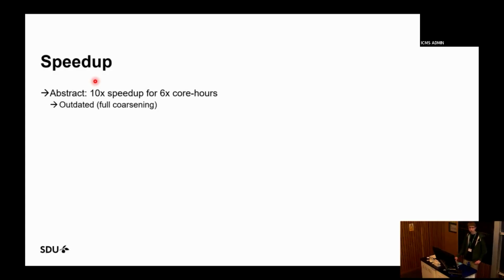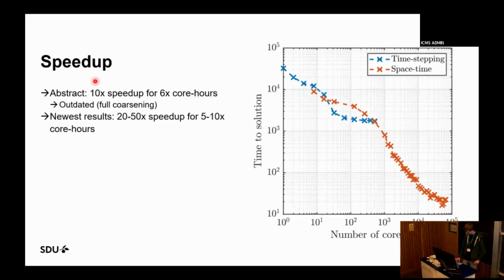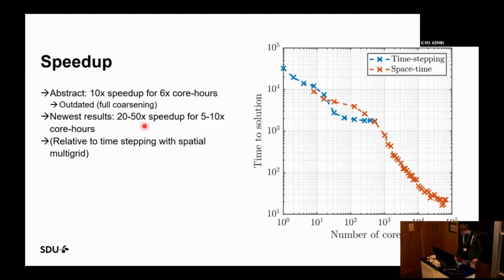So this was an experiment we did at the time where we didn't know that semi-coarsening was beneficial. So now that we have implemented semi-coarsening, we can get like 20 to 50 times speed up, or 5 to 10 times the core hours. And this, I should say, is relative to time stepping using spatial multigrid method at each time step. Yeah, so that's pretty cool.